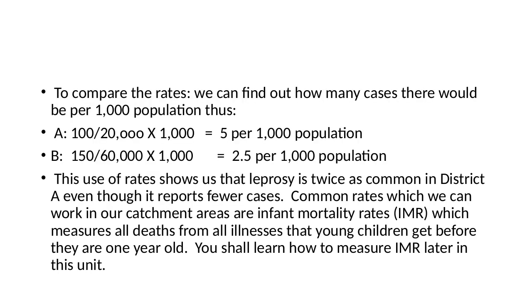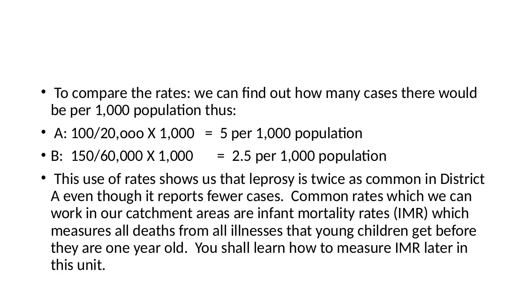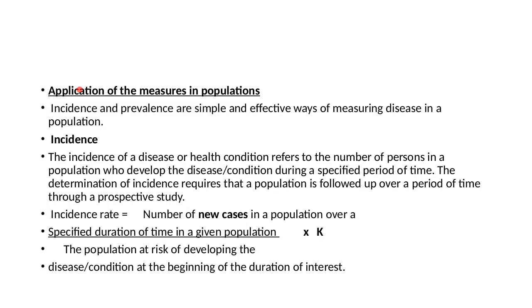So those are the methods of disease measurements. We can count, we can use ratio, we can use proportion, we can use percentages, but remember, percentages and rates are an example of proportion. So let's see the application of all those methods in population. And we have two types of rates. We have incidence rates and prevalence rates that epidemiologists normally use.